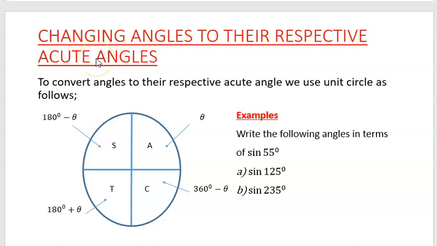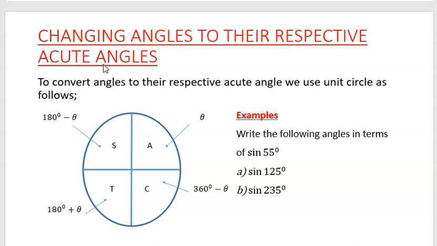Have you ever wondered how to change angles to their respective acute angles? I just want to demonstrate, using two examples, how to change angles to their respective acute angle. Remember, acute angles are those angles that are less than 90. So when you go to a mathematical table, you are supposed to use the table for only acute angles.